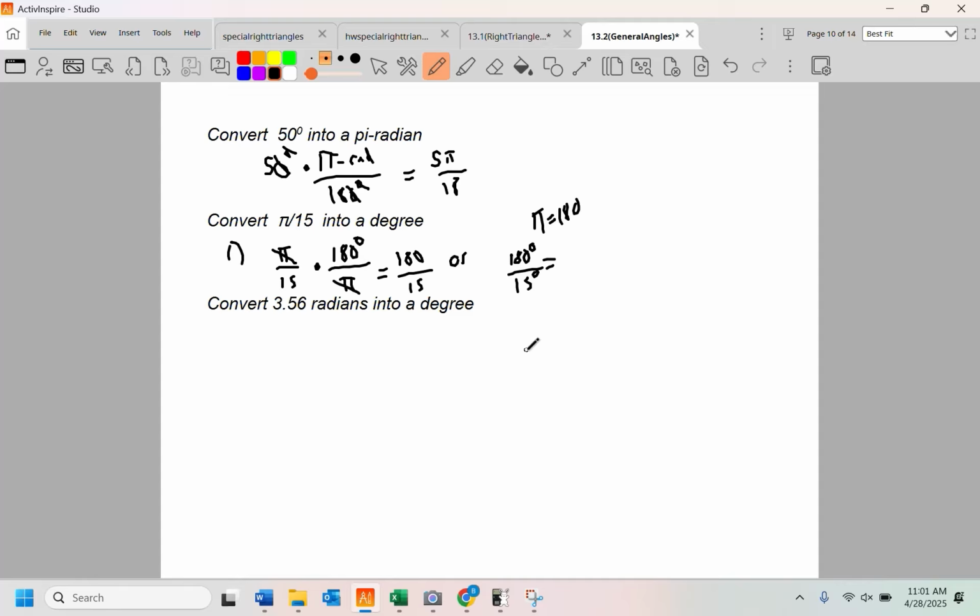They're both divisible by what, at least 5? 15 divided by 5 is 3. 180 divided by 5 should be, boy, I'm tired, 36. And then we have some more reduction because those are still both divisible by 3. And it's just 12. So it's 12 degrees. I'm surprised I didn't catch on to that quicker. Anyways, 12 degrees. All right.